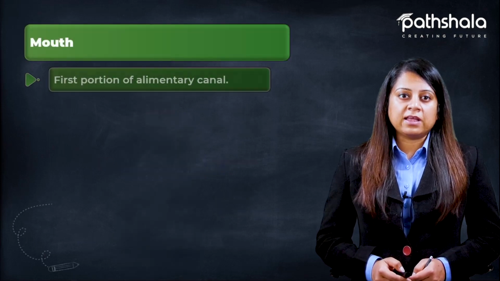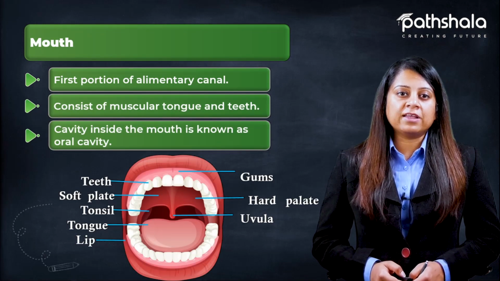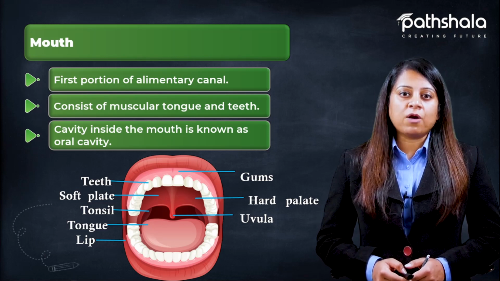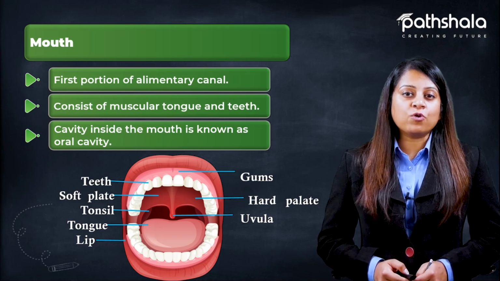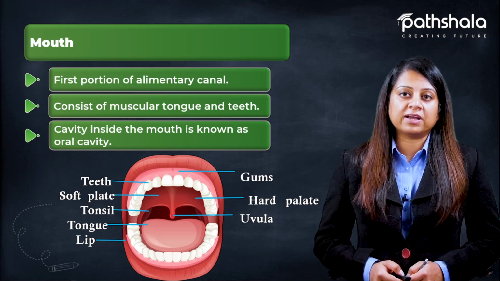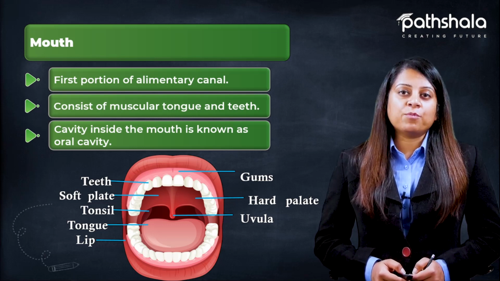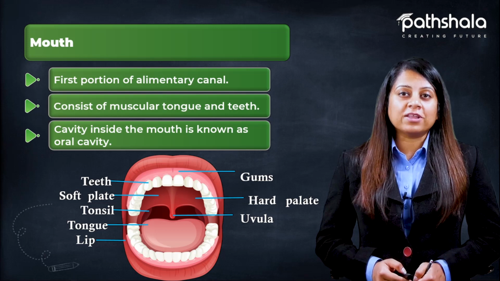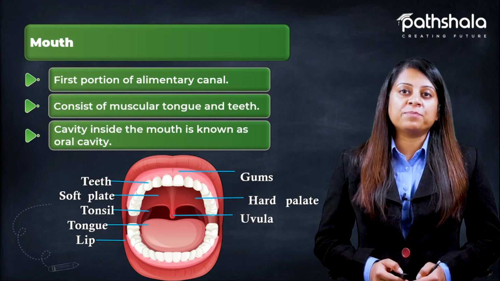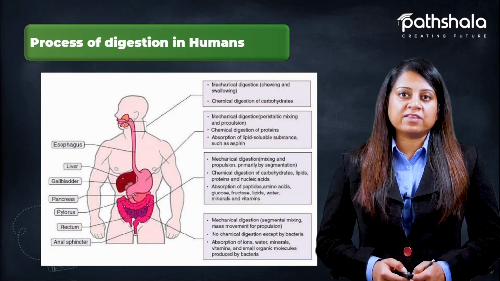Now let us study in detail the first part, that is known as the mouth. So the first portion of the alimentary canal, that is the mouth, consists of a muscular tongue and teeth. The cavity inside the mouth is known as the oral cavity, and it is also known as the buccal cavity, and here is the diagrammatic representation of the buccal cavity. So it is the first portion where we ingest the food inside our body, that is we take the food inside our body and after that the food goes into the further stages of digestion into different parts of our body.